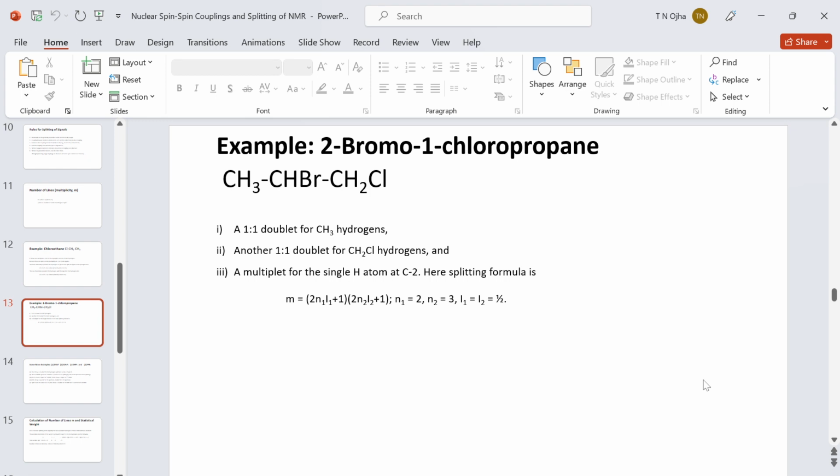Take another example, 2-bromo-1-chloropropane. This molecule clearly shows three types of hydrogens. Here, the CH3 signal is split by the CH near Br into a doublet. Likewise, the CH2Cl hydrogen signal is split by the CHBr hydrogen, another doublet. The middle hydrogen, the CHBr hydrogen, is split by both CH3 into a quartet and CH2 into a triplet. Multiplication gives 12, so we expect a very complicated spectrum for the middle hydrogen in this case. I repeat, CH3 will be a doublet, CH2 will also be a doublet, but the CH signal will be a multiplet.